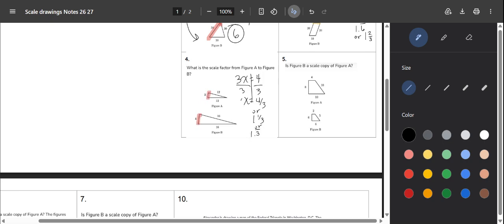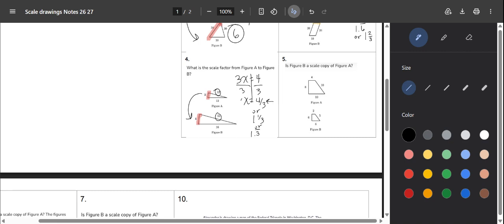Welcome back. You can see here I used that shorter side, and since we're going from A to B, I need to figure out what I multiply A by to get to B. 3x equals 4, figuring out what x is. x is 4/3 or 1 1/3 or 1.3 continuing. It is totally okay if you did 12x equals 16. You're still going to get the same answer, although you would need to simplify that fraction. 4/3 would not be your initial answer. You'd have 16/12.